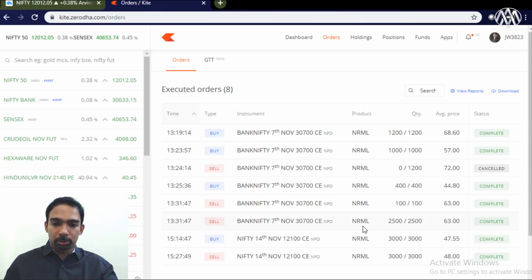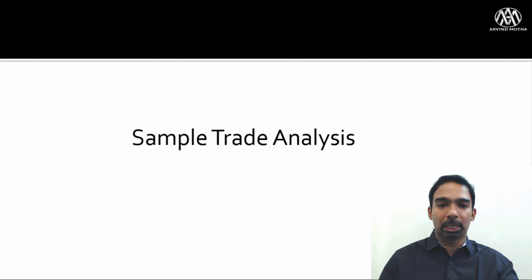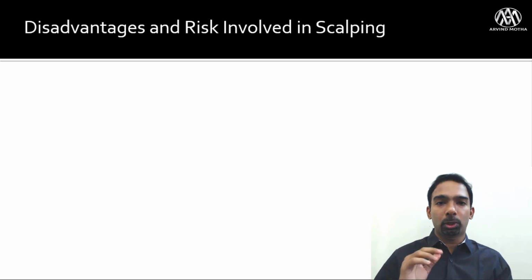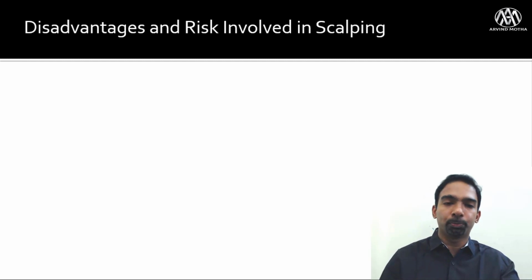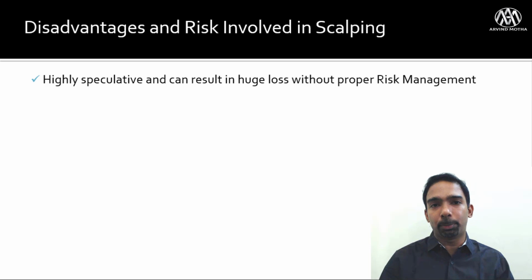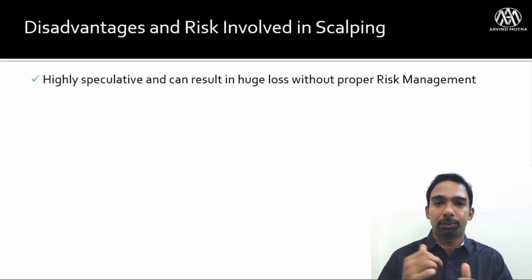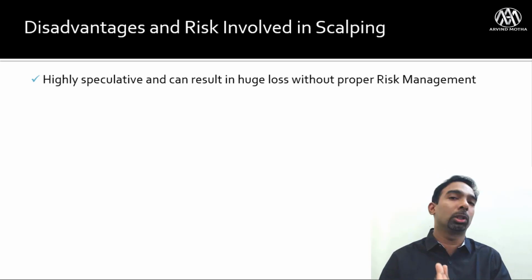So this is just an example. I just wanted to walk you through a sample trade. We'll just get back to here. We'll see what the problems and risks involved in scalping are, right? Scalping is not always beneficial. It may also work against you. It is very highly speculative and can result in huge loss if you trade without proper risk management. That's why it's very critical to keep a stop loss. In my case, I didn't actually keep a stop loss here because I was very confident Bank Nifty and Nifty were going to be bullish.